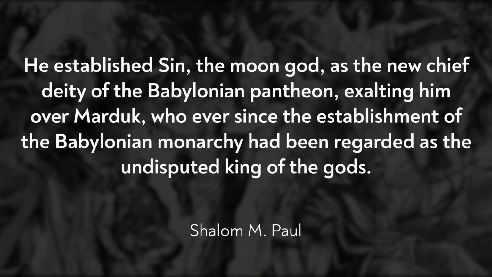Under the reign of Nebuchadnezzar II, Babylon stormed Jerusalem at the end of 2 Kings, destroyed the temple, and whatever was left and that he wanted in Jerusalem, he took it on back to Babylon. Following him were some weaker kings, and in the end, the throne was usurped by a guy named Nabonidus. Now, Nabonidus was a bit of a controversial fellow. Perhaps most controversial about him was that he established Sin, the moon god, as the new chief deity of the Babylonian pantheon, exalting him over Marduk, who ever since the establishment of the Babylonian monarchy had been regarded as the undisputed king of the gods. And, as you can imagine, this seriously ticked off the priests of Marduk.